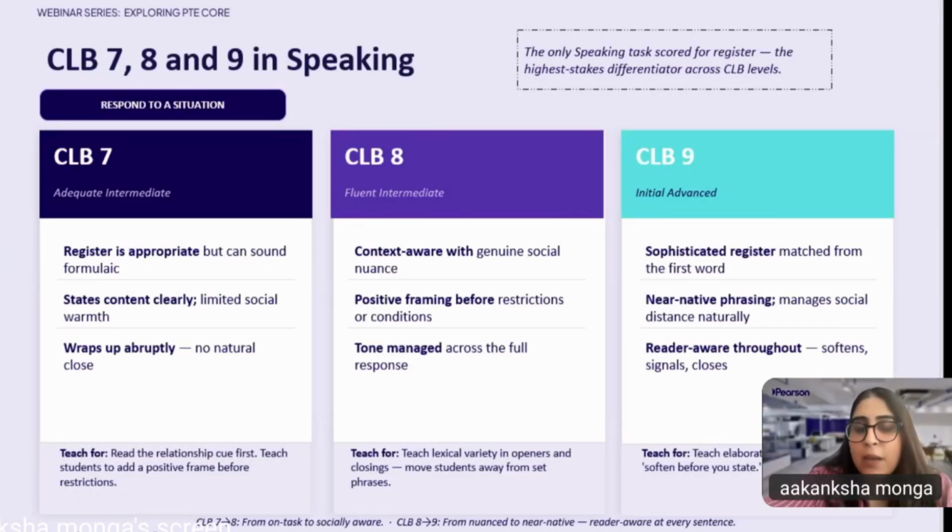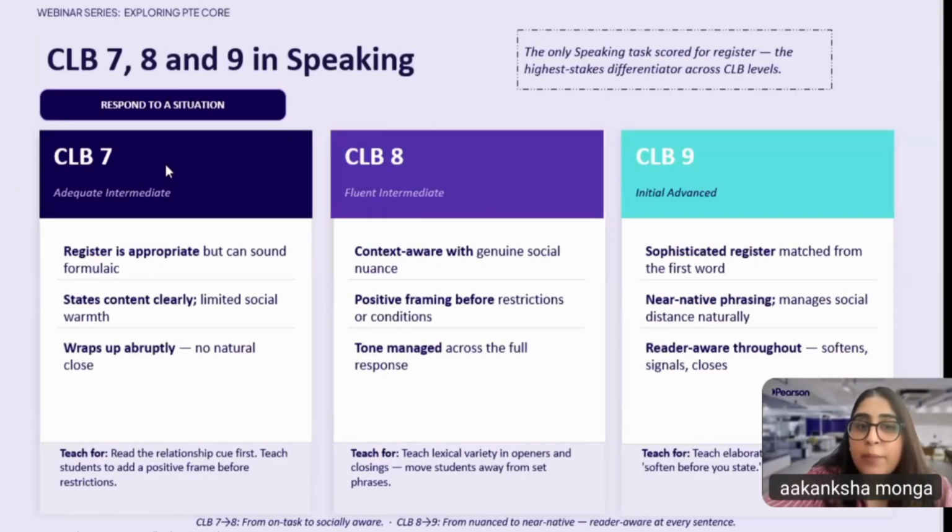This is the only speaking task. Respond to a situation is the only speaking task that scores for register, because the big trait here is appropriacy rather than content. So the differentiator is bigger here across the CLB levels. For CLB 7, 8 and 9, we saw these markers last time.